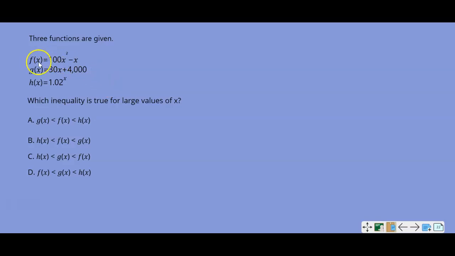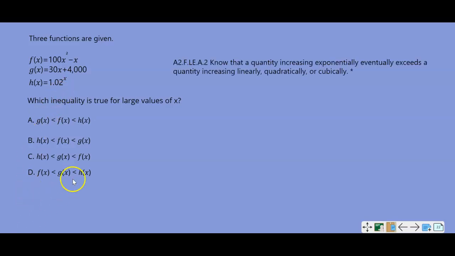So if we look at this, f of x is a quadratic equation. We know this because it has an x squared term. G of x is a linear equation because it's got an x to the first power. And h of x is an exponential equation because the variable is the exponent. So one of the state standards tells us that we need to know that an exponential equation is going to eventually exceed these other equations. So let's review that standard for a second.